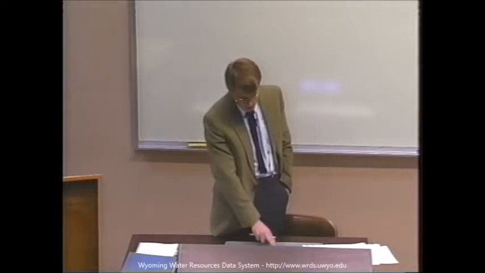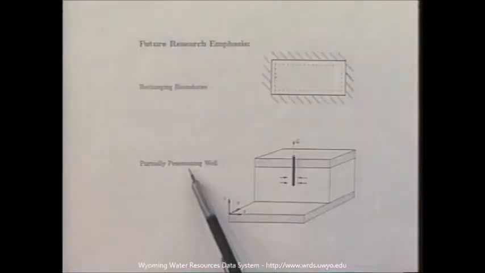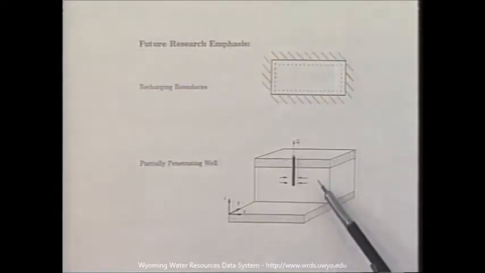The other problem that's rather interesting that we'll need to look at in the near future is the partially penetrating well. The problem with this is that we no longer have horizontal flow. We've actually got flow that moves vertically as well. And because of this, we will have to divide this domain up into layers, like we did with the spherical conduction problem, and try to rework the problem. There are some analytic solutions for this particular problem as well.